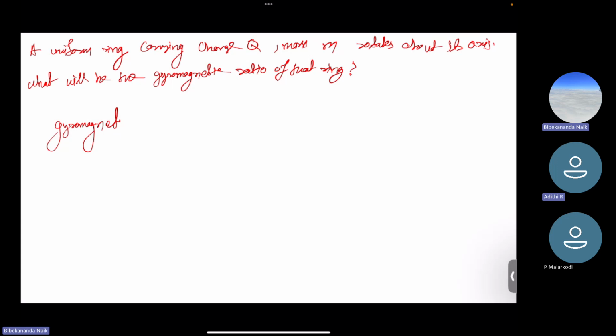It is the ratio of the magnetic dipole moment to the orbital angular momentum. Exactly. So it is the ratio of the dipole moment to orbital angular momentum, so it is mu L by the magnitude of the L vector. So please calculate and tell me what will be the value of the gyromagnetic ratio.